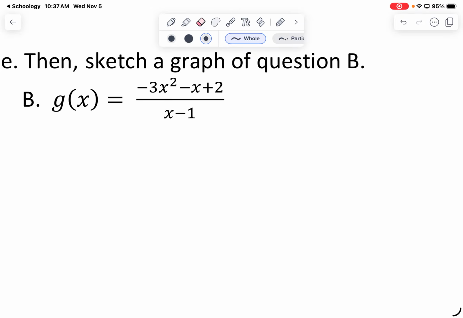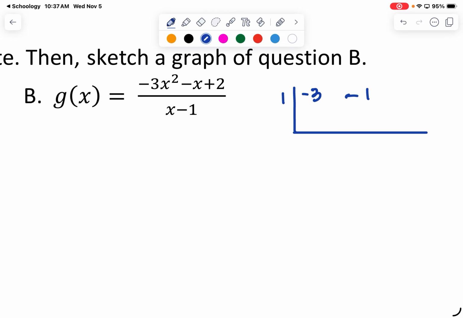All right, so since I'm dividing by a linear binomial, I'm going to use synthetic division to get my answer. I'm dividing by x minus 1, so I'm going to use synthetic division with a 1. For some reason, my pen's not connecting here. Oh, it's because it's on eraser. Okay. So I'm synthetically dividing by 1. And then my coefficients are negative 3, negative 1, and 2. And there's no term skipped over.